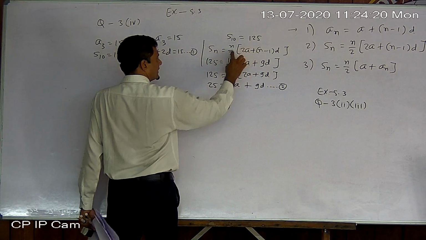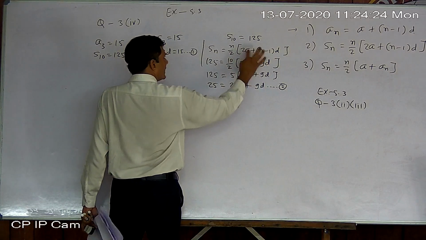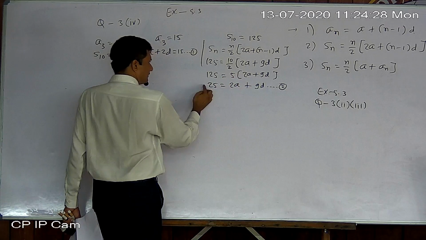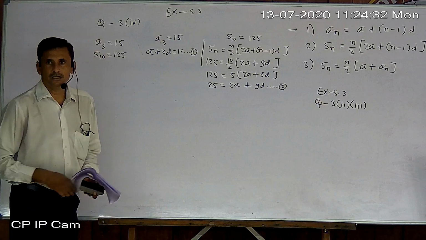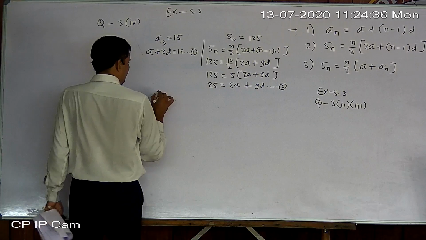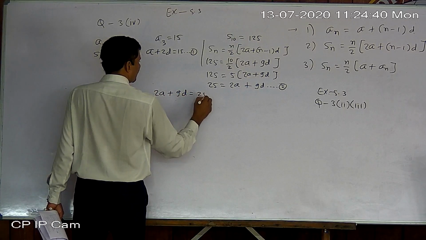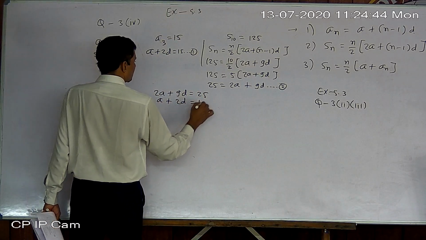Sn itself is given. N is 10. So here 10, and here 10 minus 1, 9. N is not given. Okay, so just simplify, 5 shifted here. So 2a plus 9d is left there. Now solve the equations by the elimination method. So first I am writing this one: 2a plus 9d equal to 25, a plus 2d equal to 50.